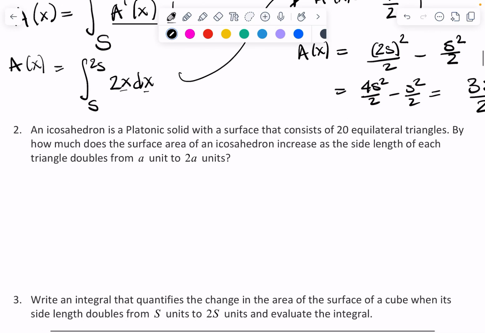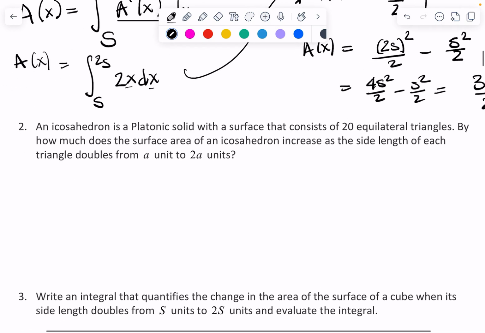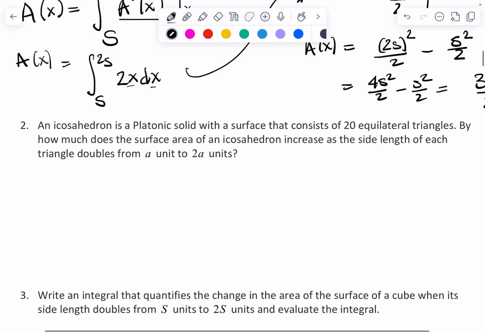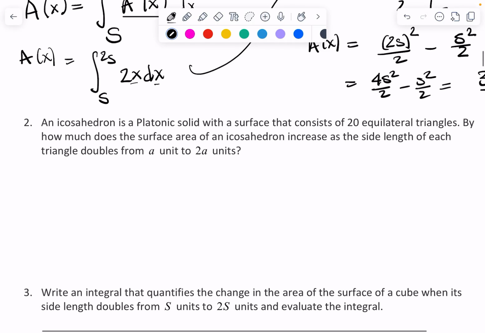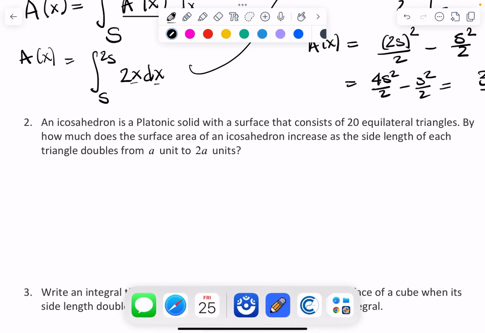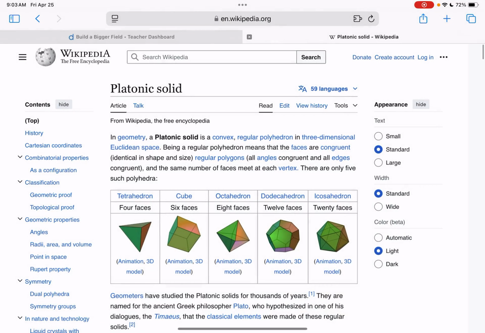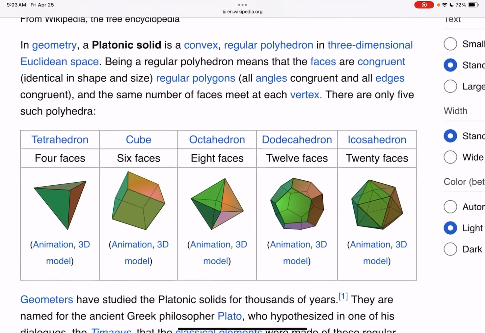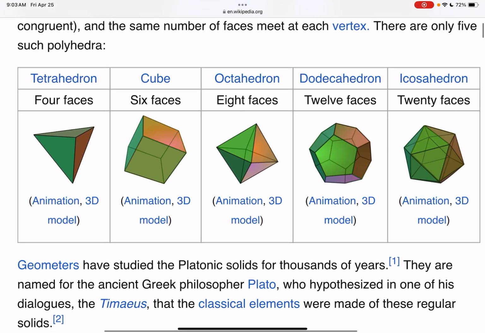Okay, let's do the next one, which is the Platonic solid. It's going to be a very similar idea. So we have an icosahedron, which is a Platonic solid. Let me show you what the Platonic solids are. It's more exciting for me. I did use Wikipedia, but this is such a great picture with the facts.